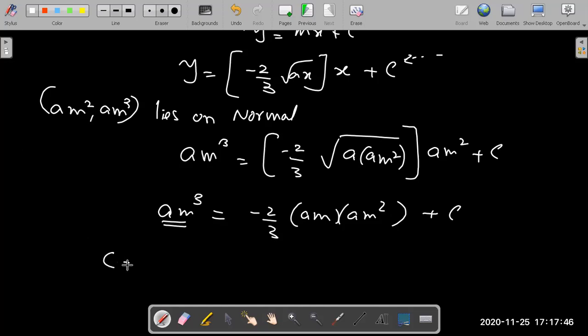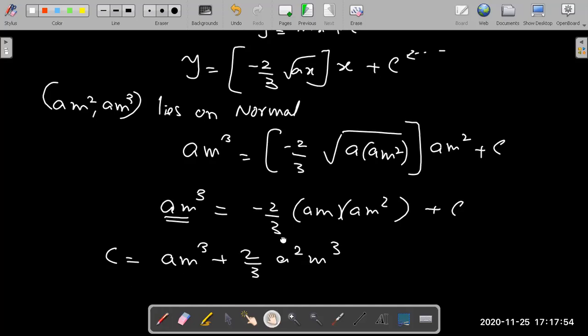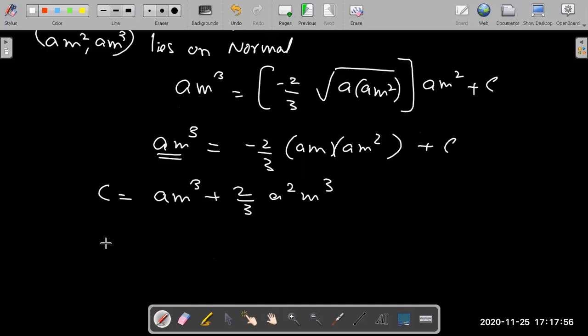So c is equal to am cube plus 2 by 3 a square m cube. This is what the c value is. Now when we substitute into the equation of the normal, y is equal to mx plus c, with m as minus 2 by 3, that is what you should be putting.